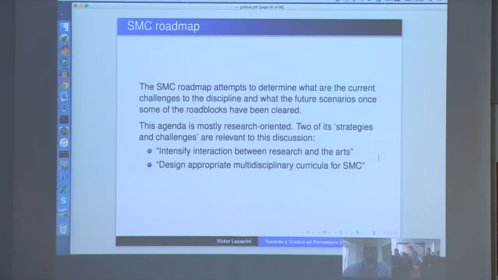The second point I wanted to make is that there is the need to design appropriate multidisciplinary curricula for sound and music computing. This is significant because that's basically what we're trying to do. One of the things we're trying to achieve here is to find what we need in order to develop the new practitioners and the new researchers in this case.